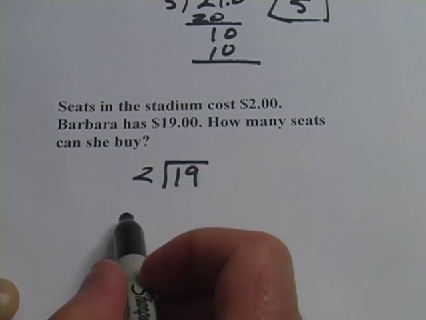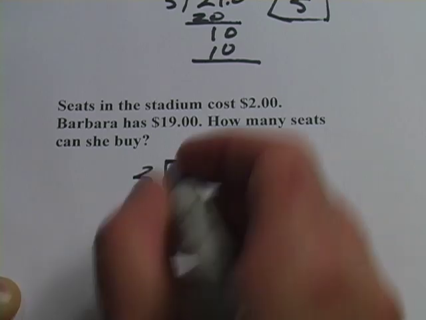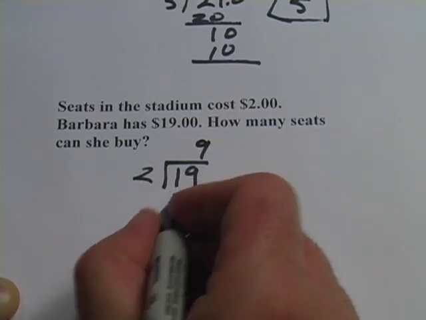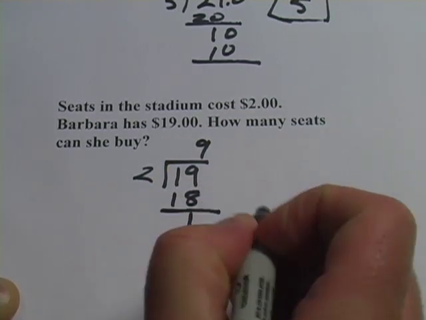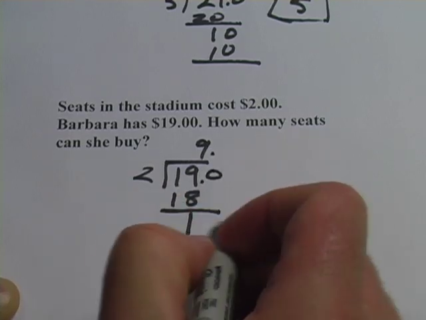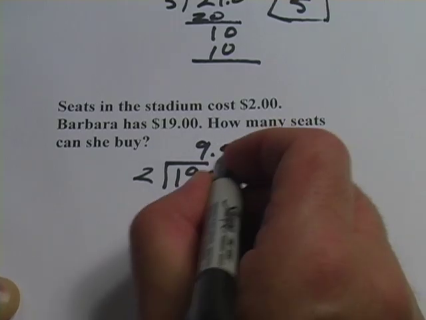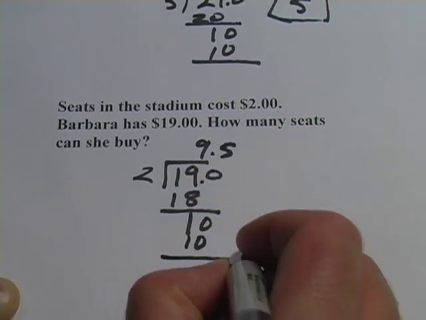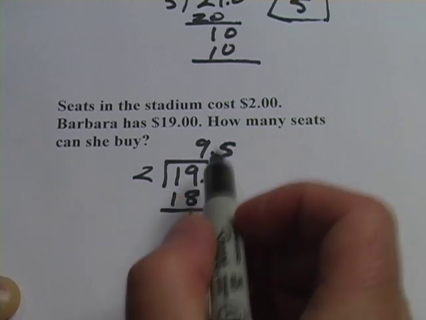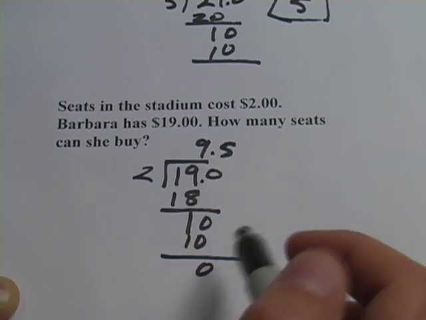Let's see here. I think I want a 9 up here. 2 times 9 is 18. It leaves a 1. We'll put a decimal point there. We'll bring down the 0. 2, we need a 5 up here. 5 times 2 is 10, and we're done there. So she can buy 9.5 seats, right?